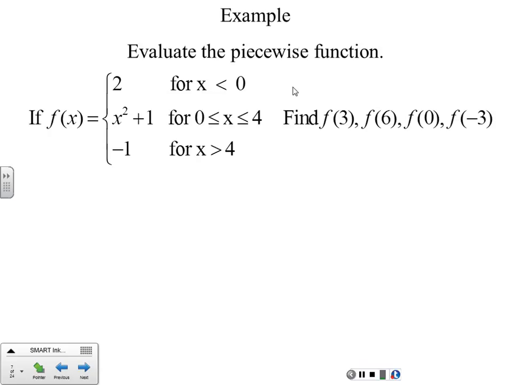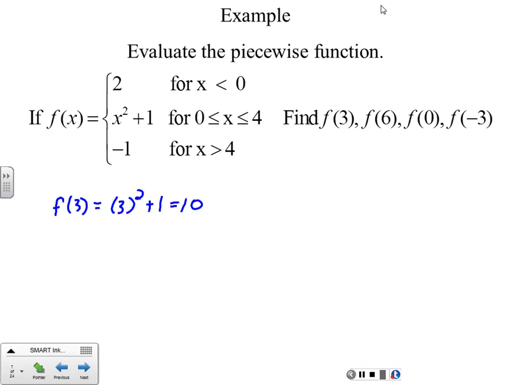This is what I want you to do. First of all, figure out which function we're going to plug into. Okay? So, f of 3. Top, middle, or bottom? Our top one has x less than 0. The one in the middle has any number between 0 and 4. And our bottom one has anything above 4. So 3 falls between 0 and 4, so we are going to use the middle. So we're going to have 3 squared plus 1, which is going to be 10.